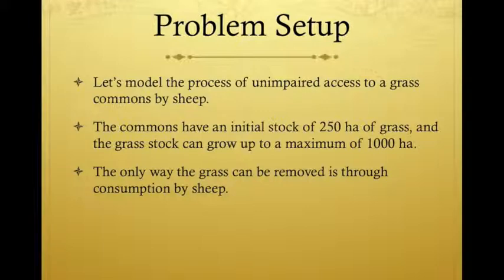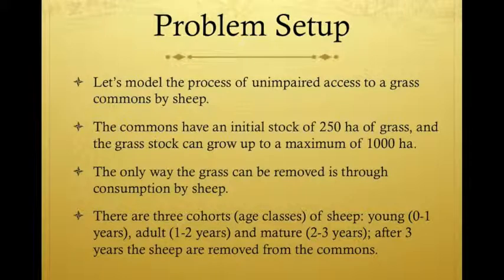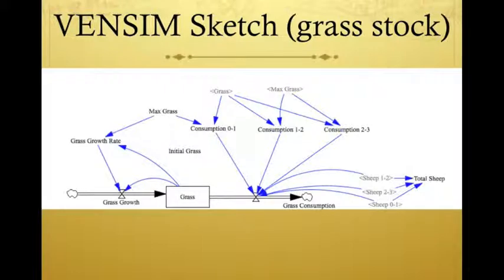The only way the grass can be removed is through consumption by sheep. So there's no other mechanism. Grass doesn't die; it just gets consumed. And let's have 3 cohorts or age classes of sheep. Young sheep between 0 and 1 years, adult sheep between 1 and 2 years, and mature sheep between 2 and 3 years old. After 3 years, the sheep are removed from the commons. Okay, after 3 years they're kicked out, either because they're sold or taken somewhere. That's the setup that we have.